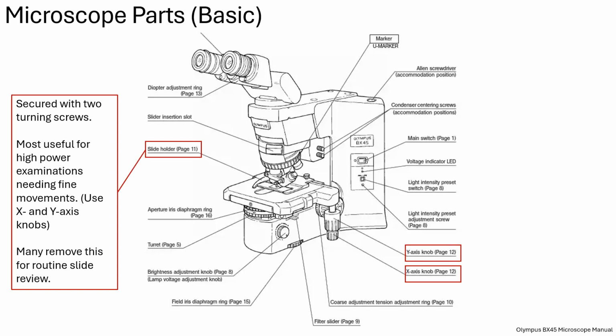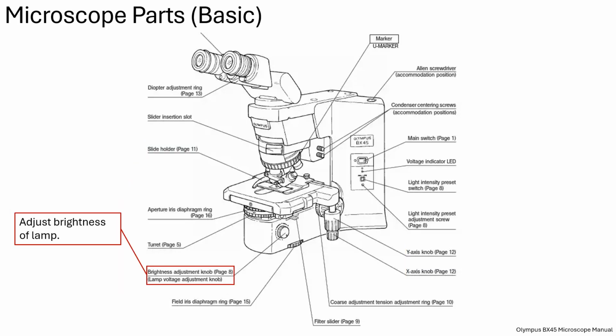The slide holder is most useful for examinations that require high power and fine movements. It is secured with 2 screws towards the back of the stage. Once the slide holder is in place, you can use the X and Y axis knobs to move the slide smoothly. For examinations that do not require fine movement, the slide holder can be removed and the slide can be manipulated with your hands. Just be sure to screw the slide holder screws back into the stage for storage so that they don't get lost.